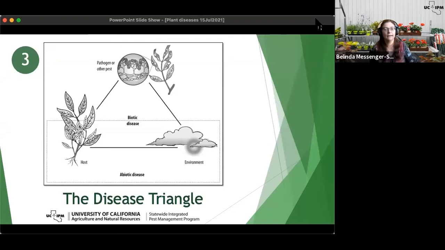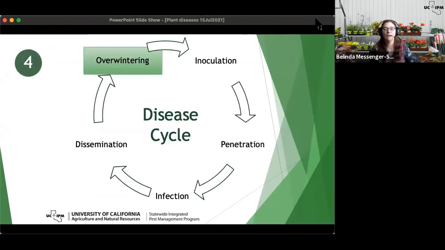Okay, next slide, please. So for an infectious disease to occur, a series of events called the disease cycle must occur. So first you have inoculation. This is when the pathogen contacts the host. If the environmental conditions aren't right, the pathogen may die at this stage and not penetrate the host, so you get no disease. So next step is penetration.